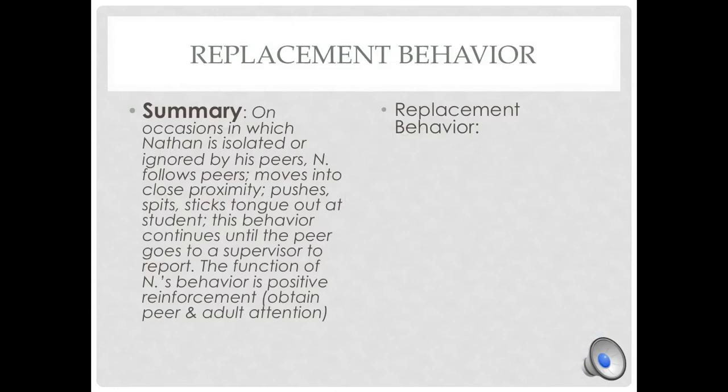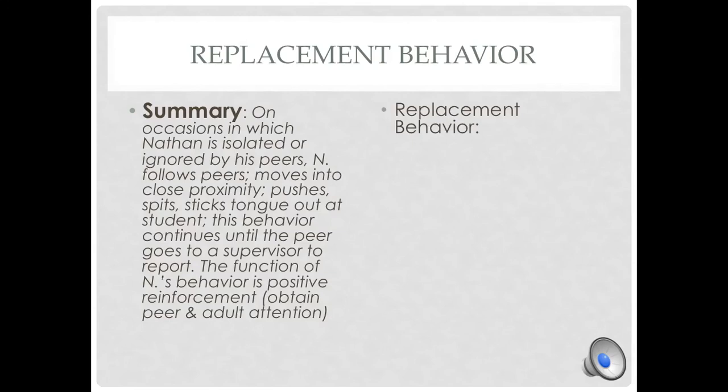Here's a summary statement about Nathan. When isolated from peers, in close proximity, he engages in unsafe acts in order to obtain the attention of his peers and/or the adults around him. Think about what a replacement behavior might be for Nathan. We'll come back to this later, but I want to see if you can come up with one that would serve the same function as the problem behavior.